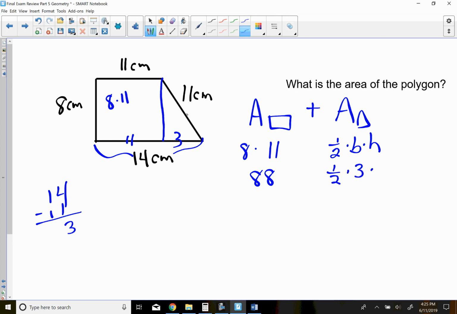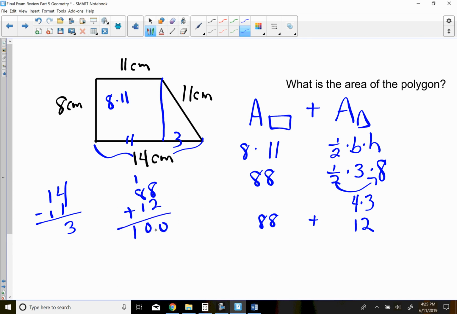Now the height, again, don't get tricked by the slanted. The height is from the top straight down, and opposite sides of rectangles are the same, so it's also 8. I know that half of 8 is 4. 4 times 3 is 12. So the triangle is 12 centimeters squared and the rectangle is 88 centimeters squared. Don't get fooled that you think this looks like a square. It's your teacher's drawing these shapes, so don't go by looks. So if I have 88 and I add 12 to that, I got 100 centimeters squared because area has square units.